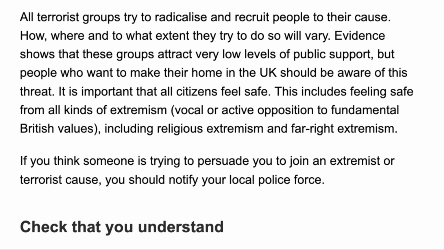Evidence shows that these groups attract very low levels of public support. But people who want to make their home in the UK should be aware of these threats. It is important that all citizens feel safe. This includes feeling safe from all kinds of extremism, vocal or active opposition to fundamental British values, including religious extremism and far-right extremism. If you think someone is trying to persuade you to join an extremist or terrorist cause, you should notify your local police force.